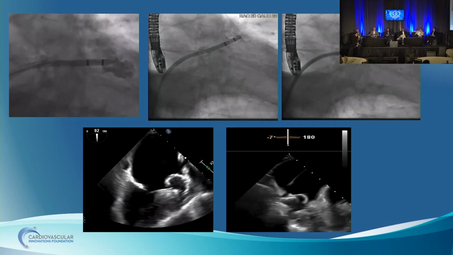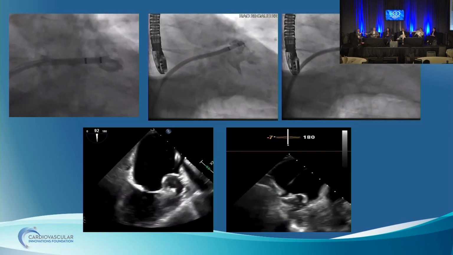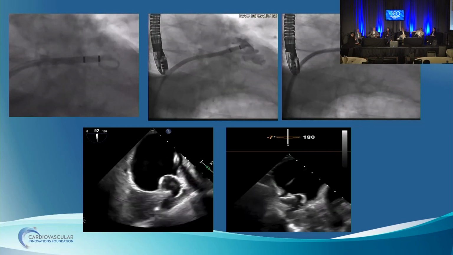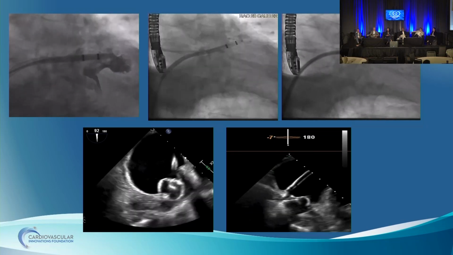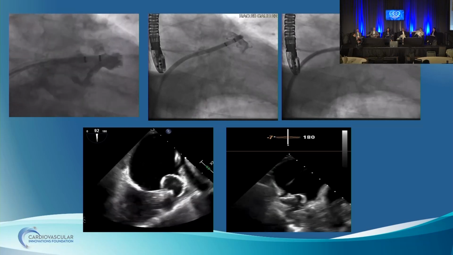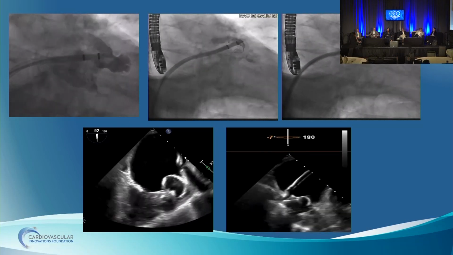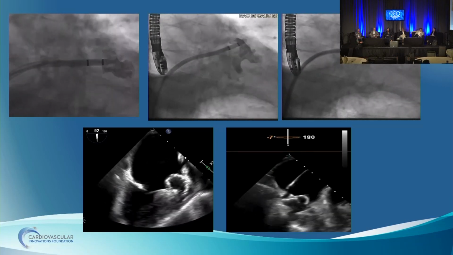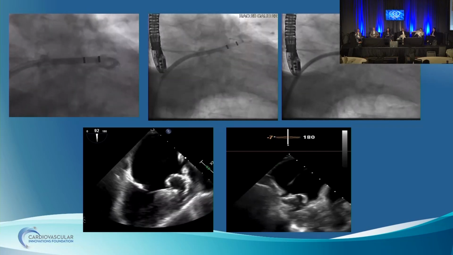Just because we can't see the upper right image, is that with the device deployed? Okay. Yes. So it's canted? It's canted. As you can see on the TEE, there's a very prominent shoulder. They tried a few sizes. They tried, I think, a 31 or a 27, and both did not work, obviously.